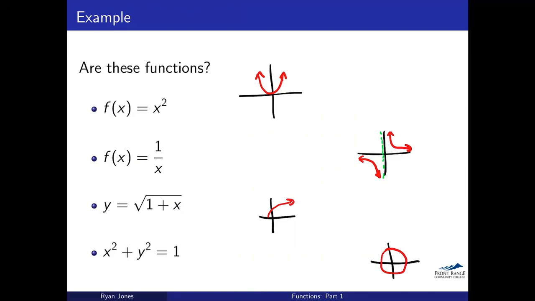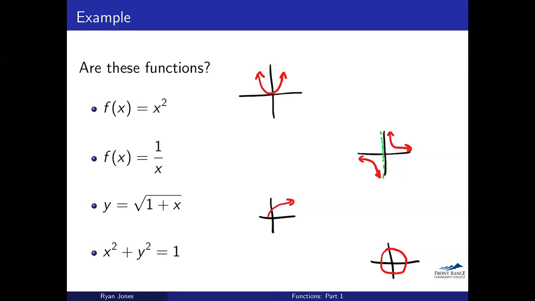And so now at this point, you're probably like, oh, okay, cool. Now I can easily say which one of these are functions. In fact, all of them are functions except for that circle. But when we're just looking at them in the context of just the equation, f of x equals x squared, f of x equals 1 over x, y equals square root of 1 plus x, and x squared plus y squared equals 1.